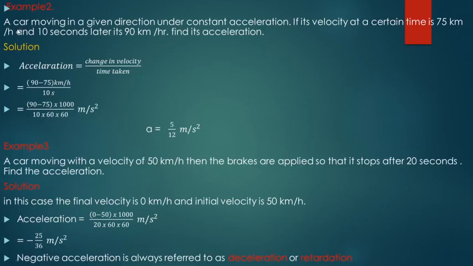Example 2. A car moving in a given direction under constant acceleration. If its velocity at a certain time is 75 kilometers per hour and 10 seconds later it is 90 kilometers per hour, find its acceleration. Remember here in this question, you've been dealing with kilometers per hour and you have 10 seconds. So the unit is very essential.